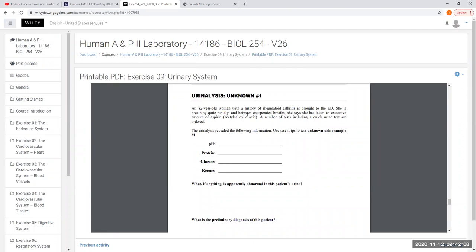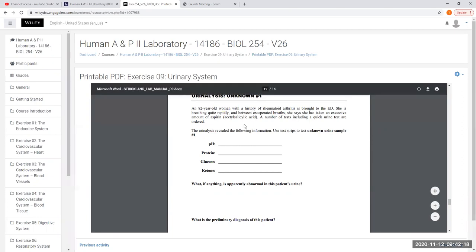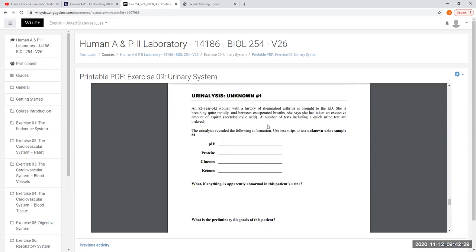An 82-year-old woman has arthritis, goes to the doctor, the emergency room, and she overconsumed aspirin. And aspirin is an acidic compound, acetylsalicylic acid. A little tongue twister there. Acetylsalicylic acid is an acid. So if you overconsume that, it's going to make your blood pH go down. You're putting more acid in your blood. So for that urinalysis, we should expect to see a lower pH than normal, right?